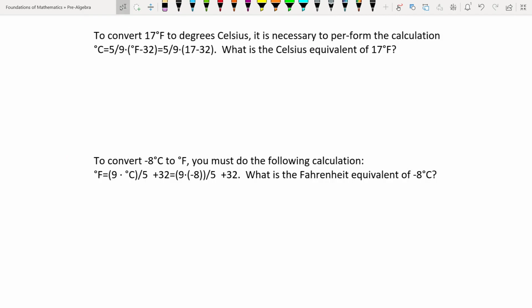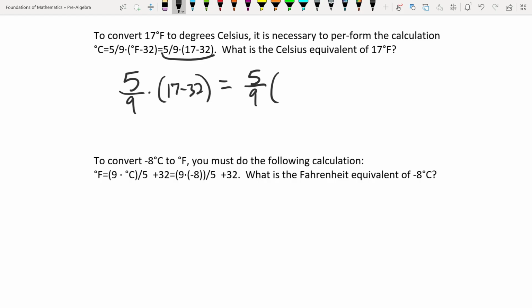All right, now we're moving on to some application problems. To convert 17 degrees to Celsius, we need to perform the following calculation. 5 over 9 times 17 minus 32. So what is the Celsius of that? 5 over 9 times 17 minus 32. We do parentheses first. 17 minus 32. They're different signs. 17 is positive, 32 is negative, so we're going to subtract. That gives us 15. Yes, negative 15, because 32 is more negative than 17 is positive.